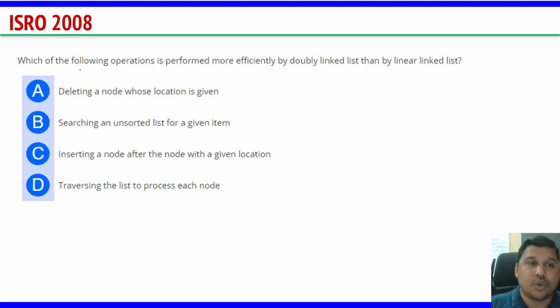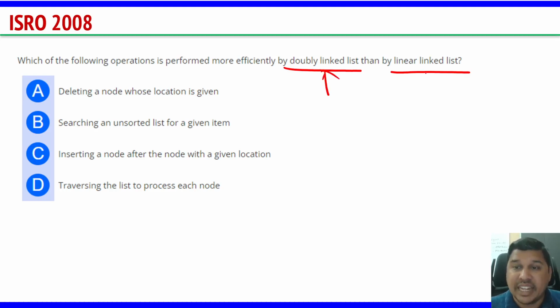Right. So, which of the following operations is performed more efficiently by double linked list than the linear linked list? Please see the options here. Deleting a node whose location was given, that is the first thing. Searching an unsorted list for a given item.